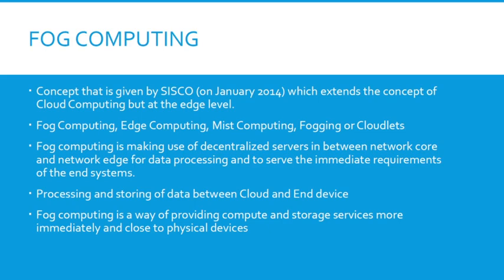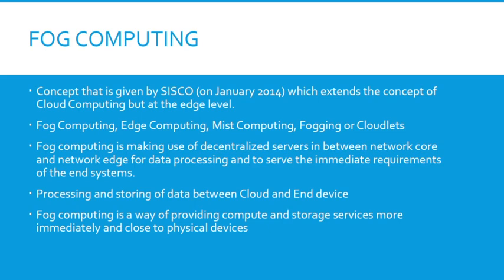So for fog computing, there are related terms: edge computing, mist computing, fogging, and cloud-based. Fog computing makes use of decentralized services between the core network and the network edges for data processing and to serve the immediate requirement of the edge system. It works between the network core and network edges, provides data processing tasks, and serves them in an immediate and frequent manner to complete the requirement of the end system. Processing and storing data between cloud and end services is also the main work of fog computing.